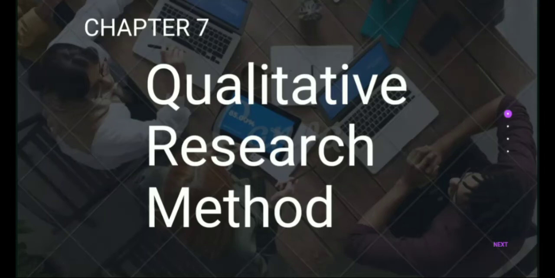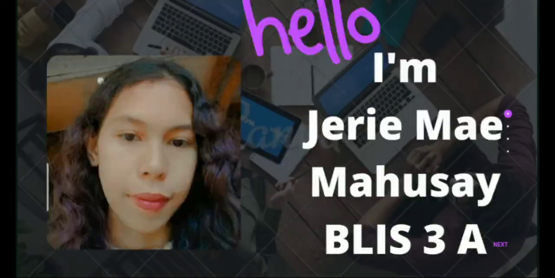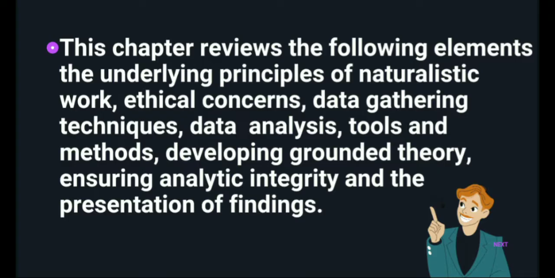Chapter 7: Qualitative Research Methods. This chapter reviews the following elements: the underlying principles of naturalistic work, ethical concerns, data gathering techniques, data analysis tools and methods, developing grounded theory, ensuring analytic integrity, and the presentation of findings.